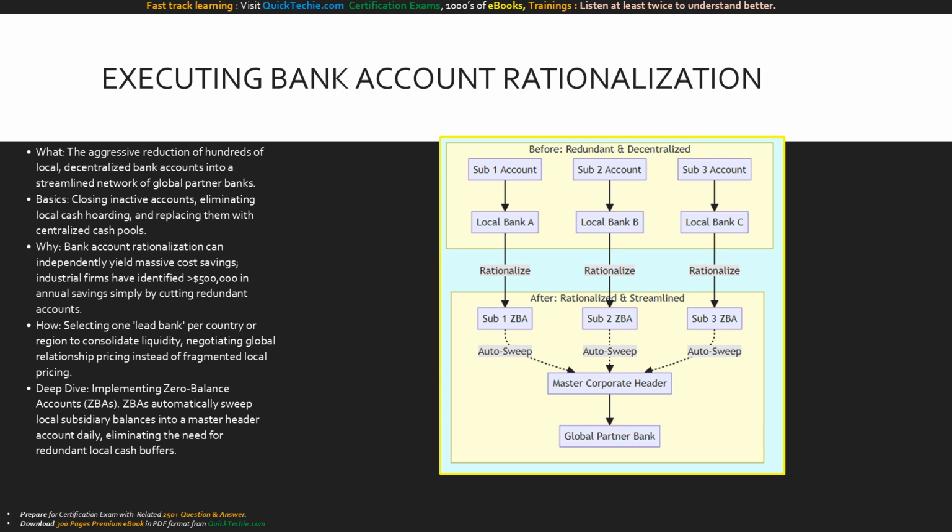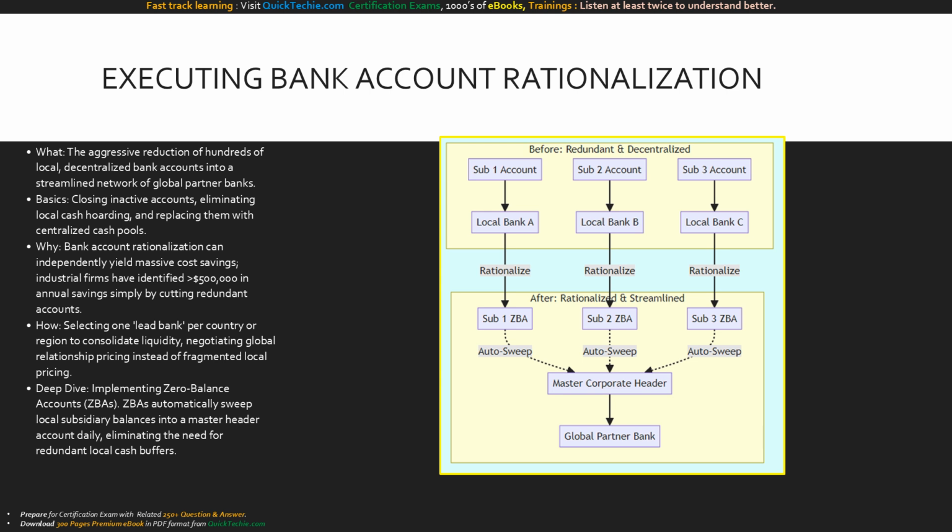Let's compare the before and after states of bank rationalization on this flowchart. On the left, before, we have subsidiaries 1, 2, and 3, each holding redundant cash buffers in completely different local banks. There is no synergy.